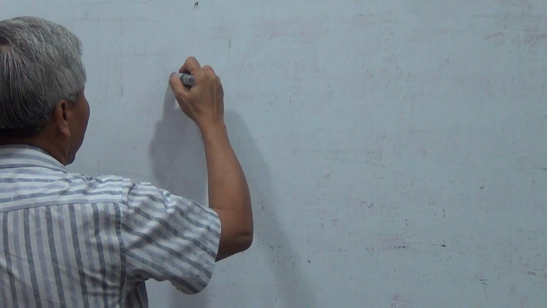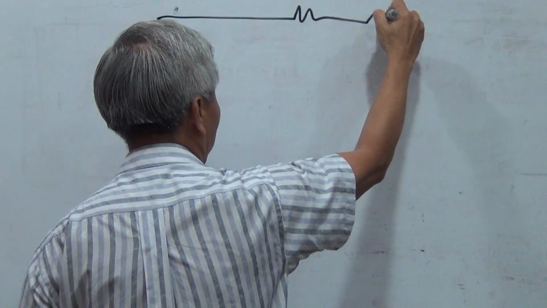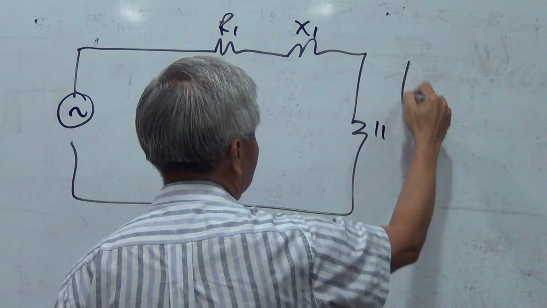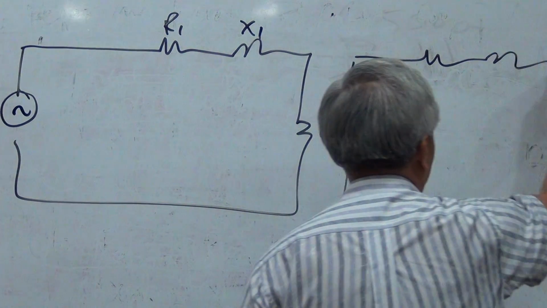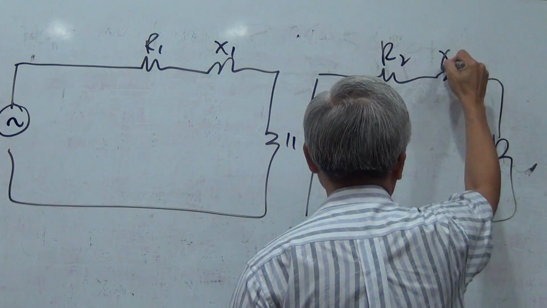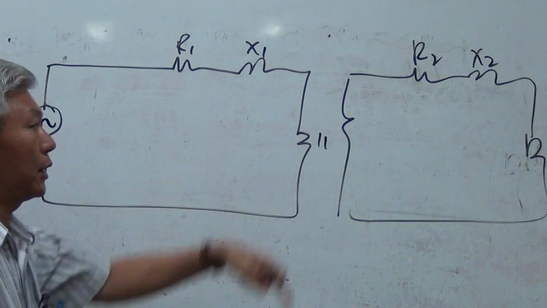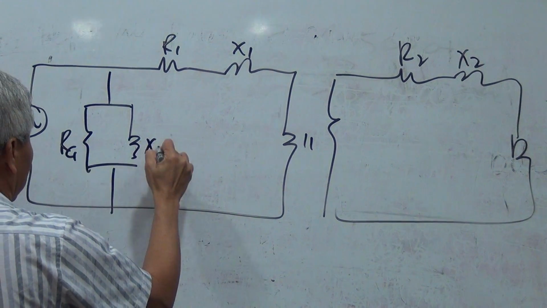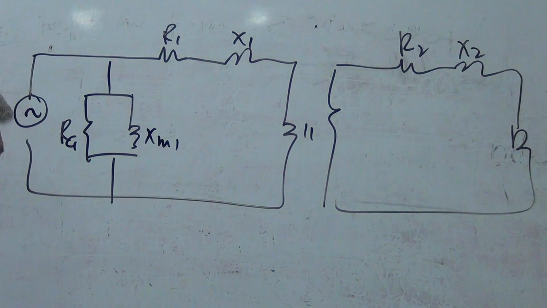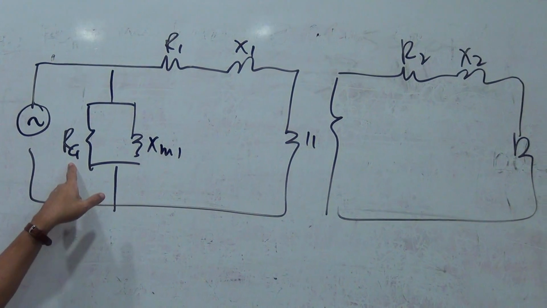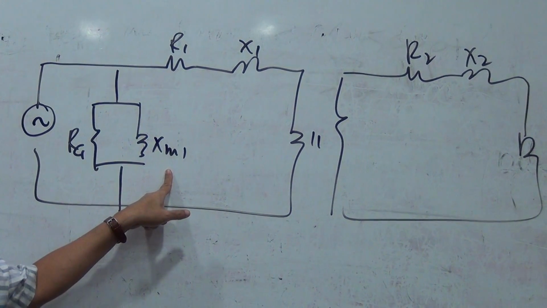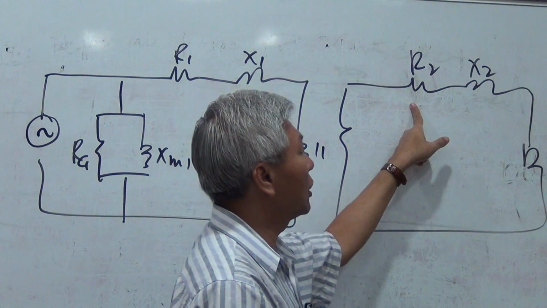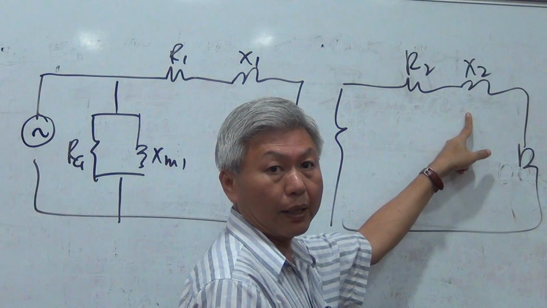Now, our traditional way of calling the parameters, we use 1 and 2, right? We call this R1, we call this X1. Secondary side, we call it R2 and X2. 1 denotes the primary, 2 denotes the secondary. Right? Okay, let's try again. Core loss resistance, magnetizing reactance. Primary winding resistance, primary leakage reactance. Secondary winding resistance, secondary leakage reactance.